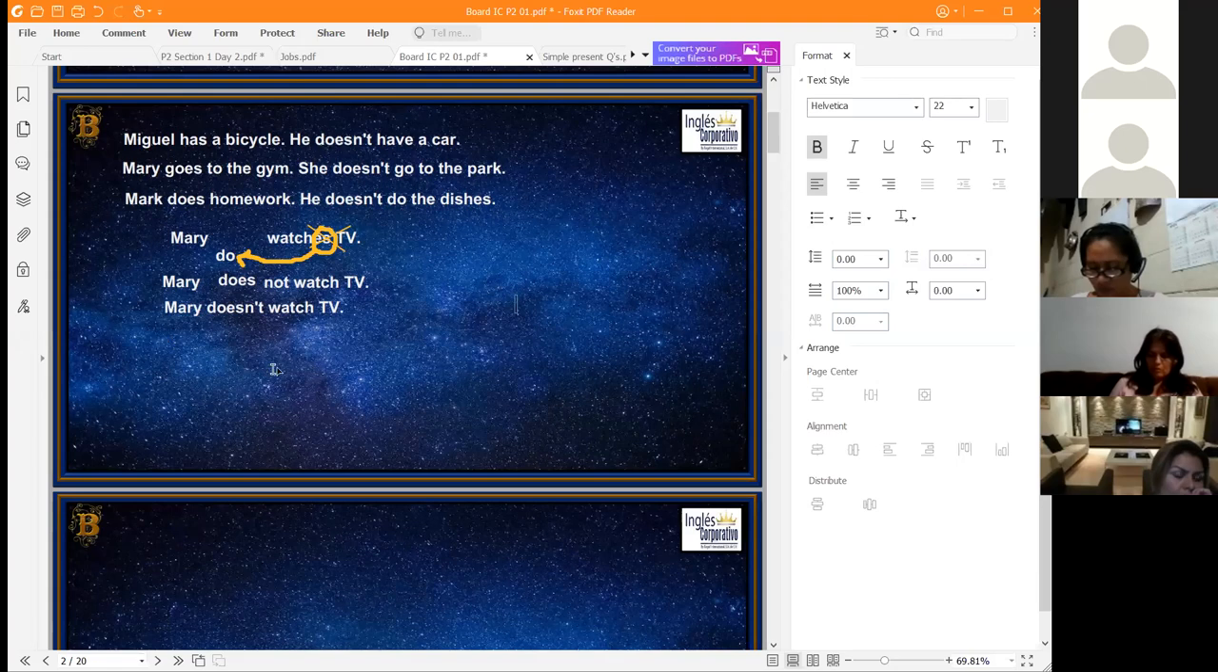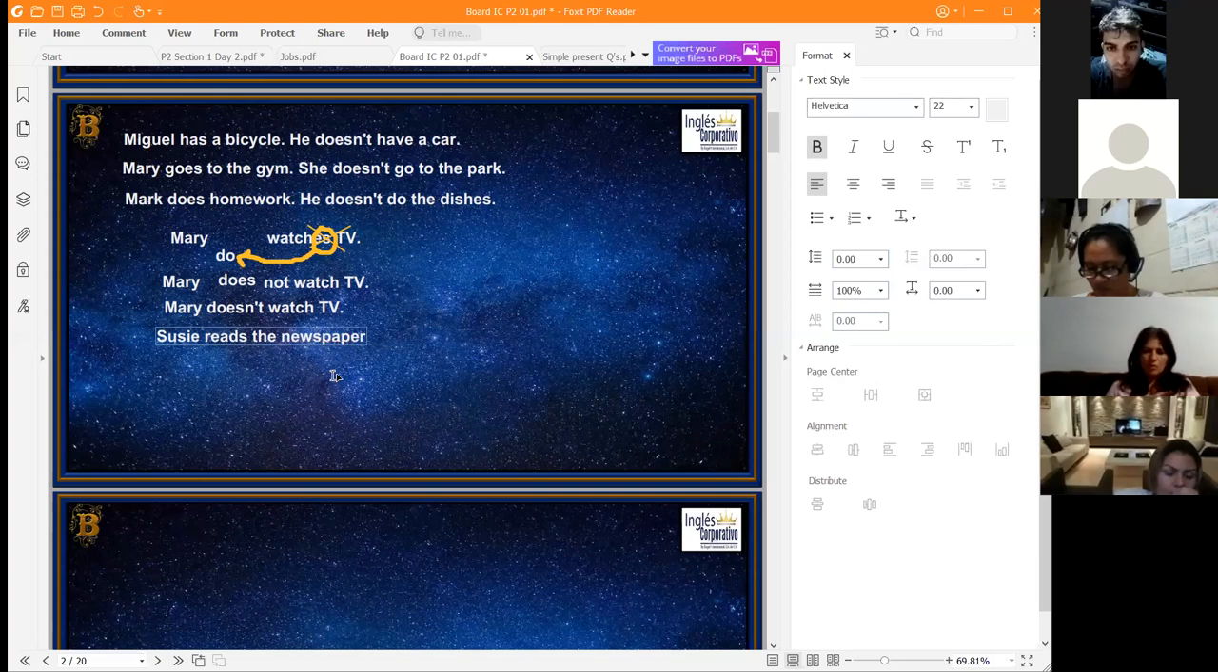You say, Susie reads, teacher, and yes, okay, reads the newspaper. So, Susie reads the newspaper. She doesn't read magazines. Okay, notice. In negative, the verb doesn't have an S, right? In negative, the verb doesn't have an S. So you say, Susie doesn't read. In affirmative is the only time.